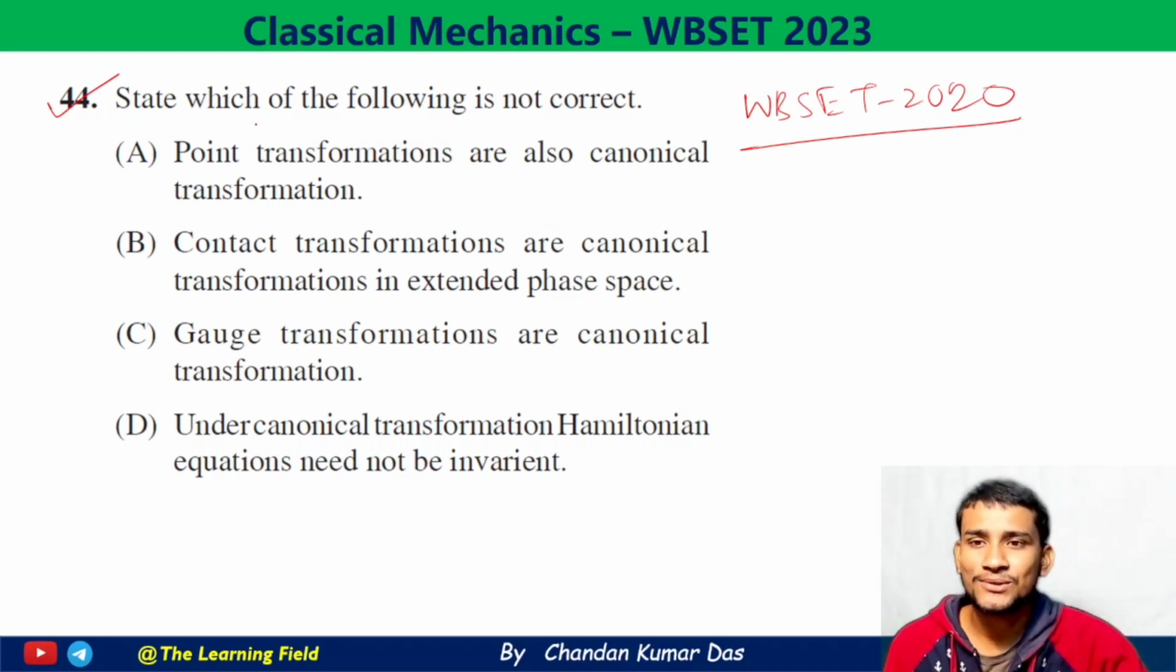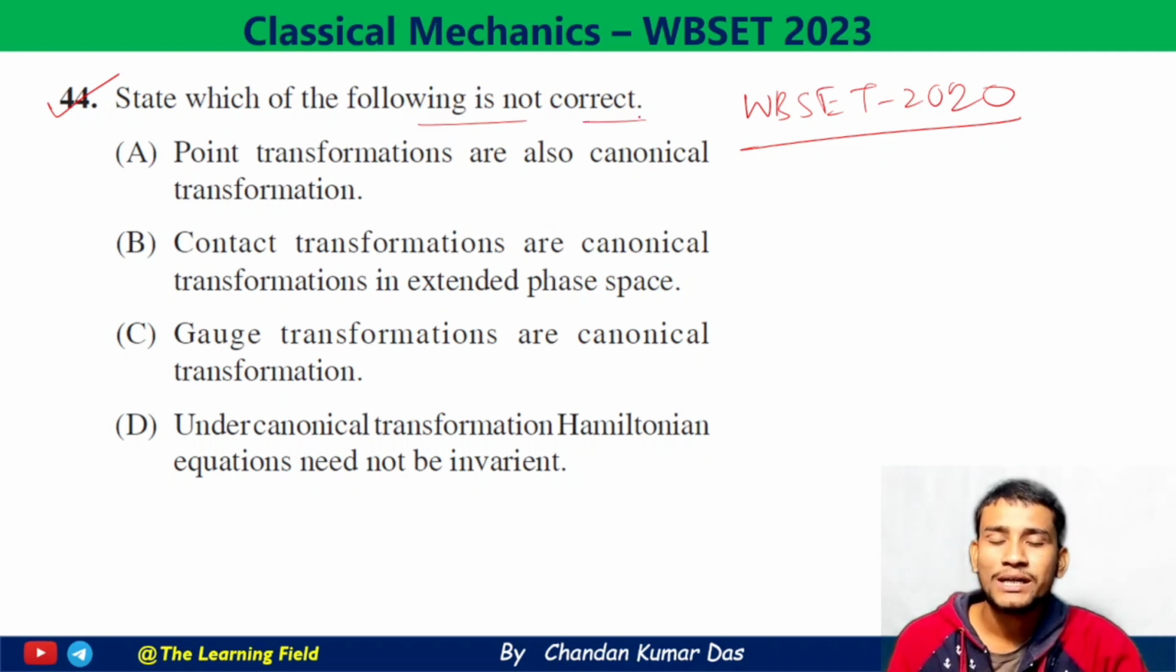Okay, so state which of the following is not correct. Point transformation is also canonical transformation. Yes, this is correct. Therefore we have to find the not correct one. So this is not the answer.